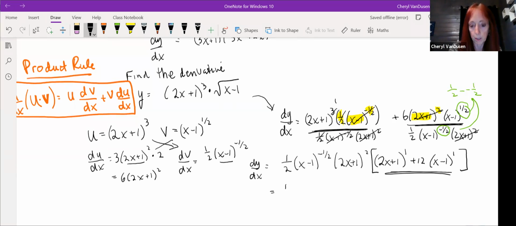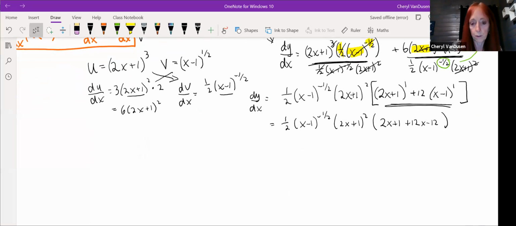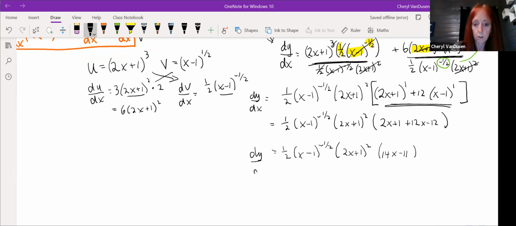So even though it's kind of a pain, we got to rewrite everything out in front like this. And then open a bracket. We're going to get 2x + 1 + 12x - 12. Close the bracket. And so our final answer, 1/2 (x - 1)^(-1/2), (2x + 1)^2. And then what do we get? 14x - 11. All right, there's the derivative with respect to x.